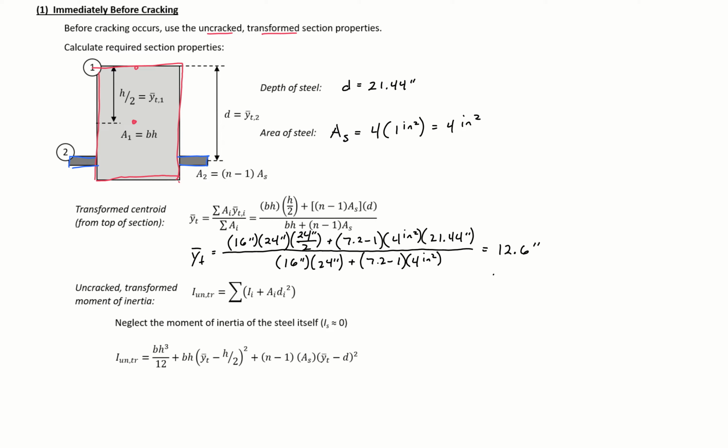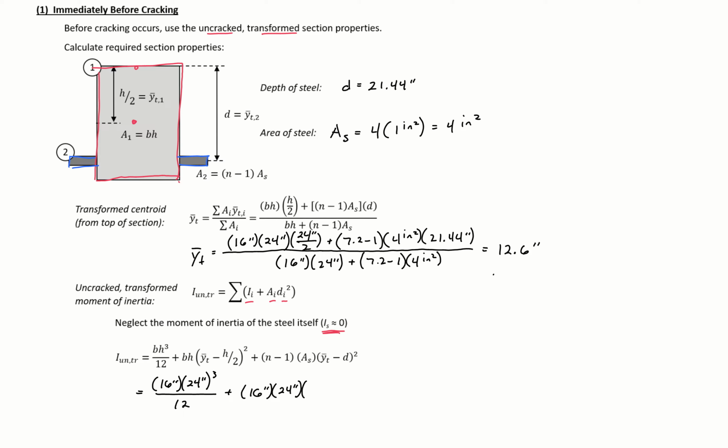So we'll have the I plus A times d squared component for our concrete section and our transformed steel. And we're going to neglect the I component of our transformed steel. So we can then calculate it, and we'll find our I uncracked transformed is 16 times 24 to the third divided by 12 plus 16 times 24. So our area times our d squared component.